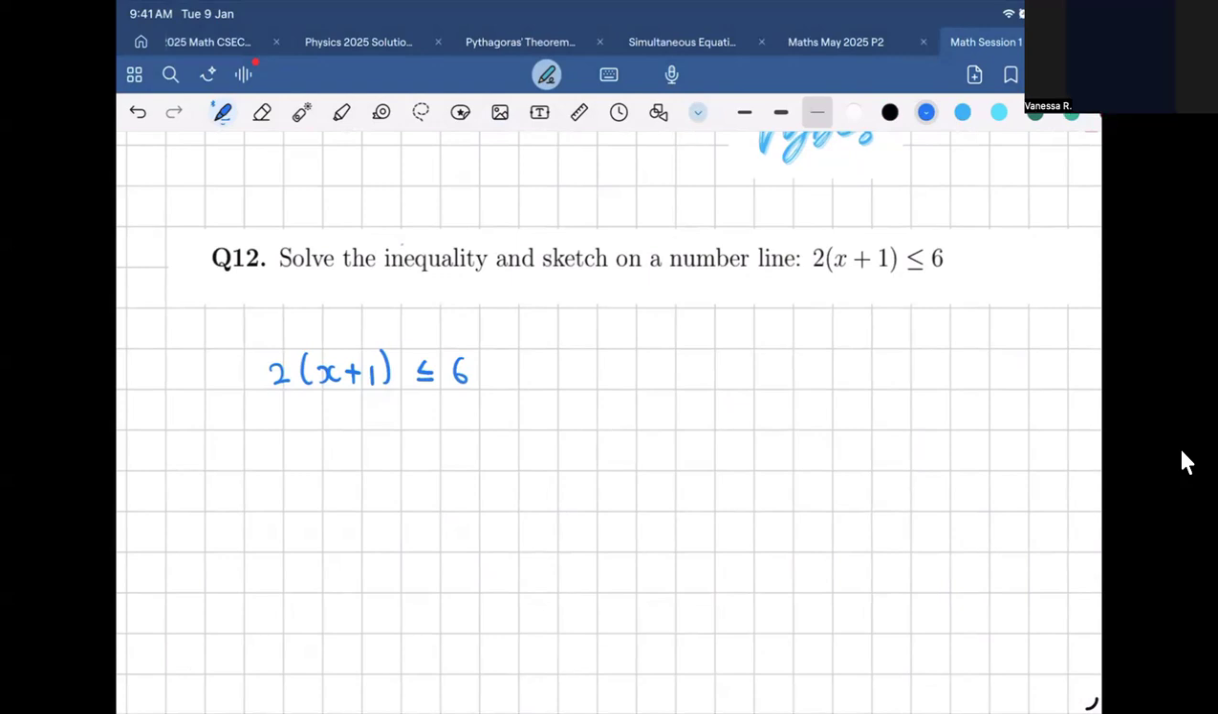Well, I divided both sides by 2. Nice, I would have done that as well. So you divided both sides by 2. Yeah, so I get x plus 1.